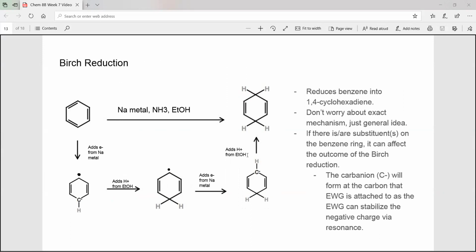Note that if there are any substituents on the benzene ring, it can affect the outcome of the Birch reduction. So note that the carbanion and the radical carbon are directly across from each other. So that carbanion will form at the carbon attached to the EWG because the EWG can stabilize the negative charge.